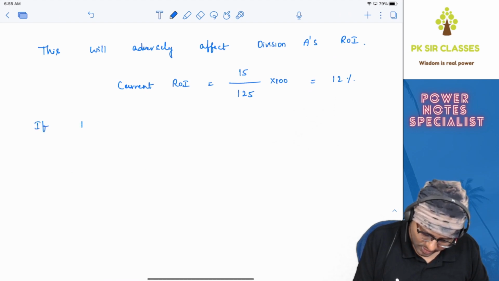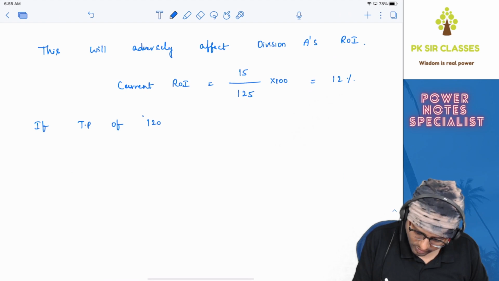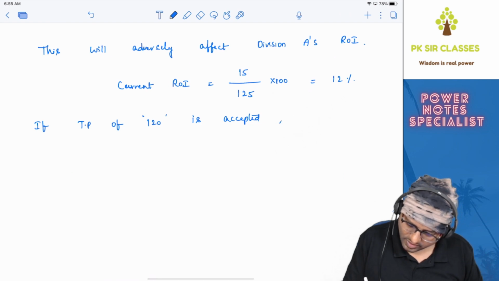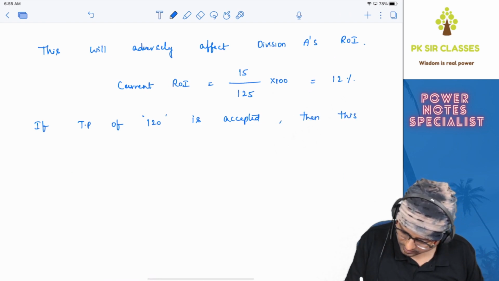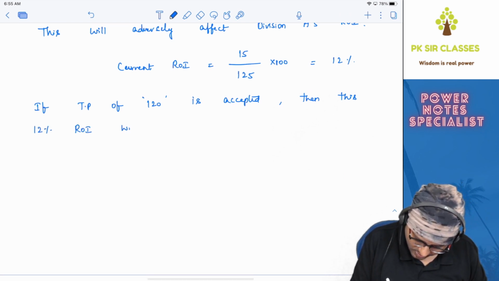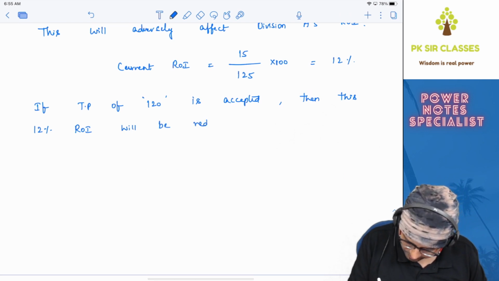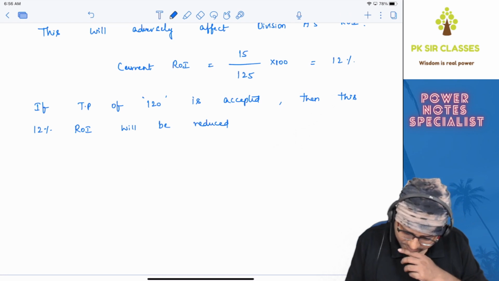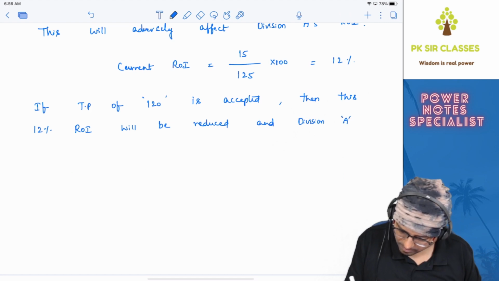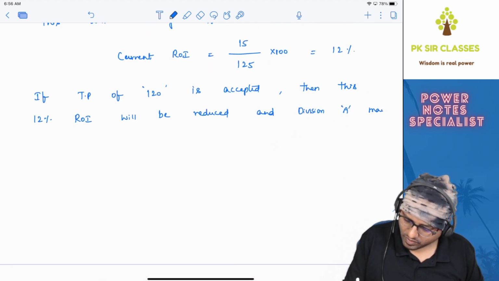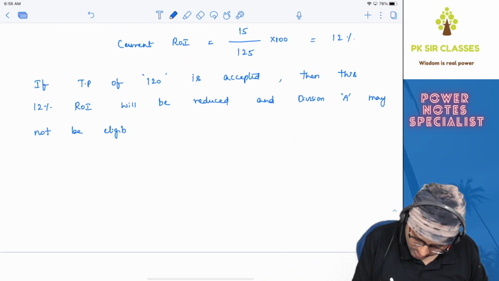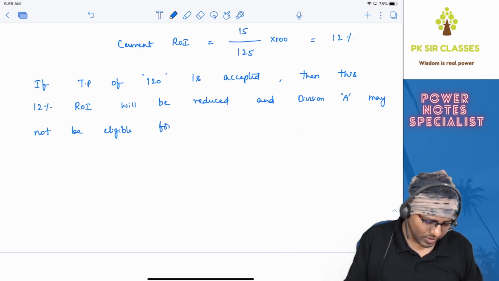If TP of 120 is accepted, then this 12% ROI will be reduced, and division A may not be eligible for good incentives, right?